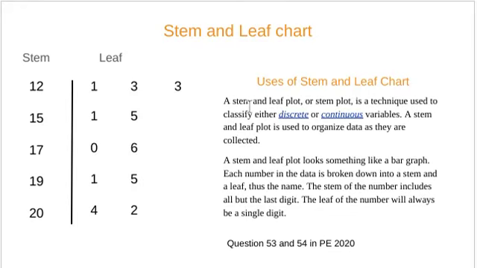Uses of stem and leaf chart: a stem and leaf plot or stem plot is technically used to classify either discrete or continuous variables. A stem and leaf plot is used to organize data as they are collected. So in such stem and leaf chart, they usually ask for the mean or mode of the data collected, and it will also ask the total number of events.